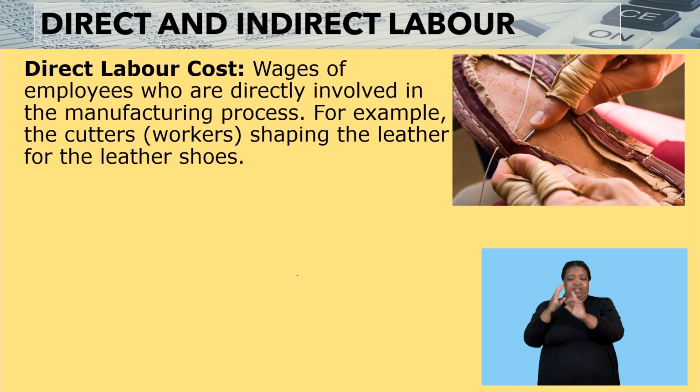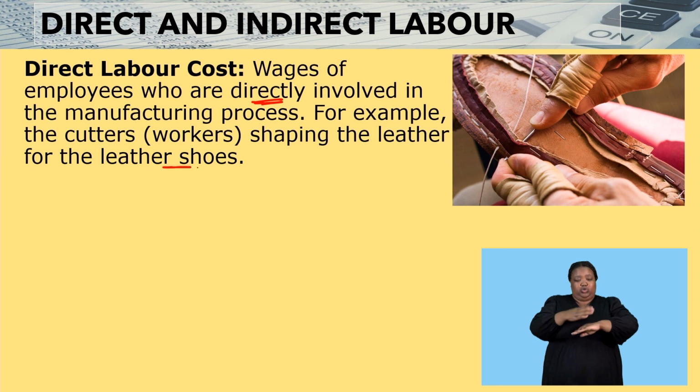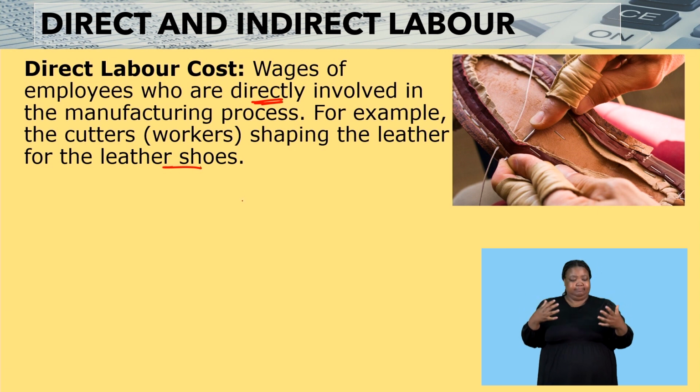Direct and indirect labor. We start with direct labor. What is direct labor cost? It is the wages of employees who are directly involved in the manufacturing process. For example, the cutters or the workers shaping the leather for the leather shoes. So the employees who are working directly, their hands have to be on the product. As you can see here, the hands are on the shoes. They are touching the material directly. They are working directly with the product. Once employees are working directly on the product that we're producing, we call that direct labor cost.